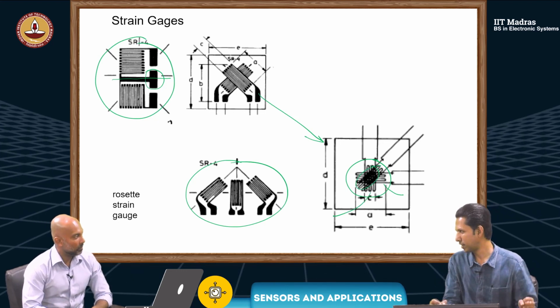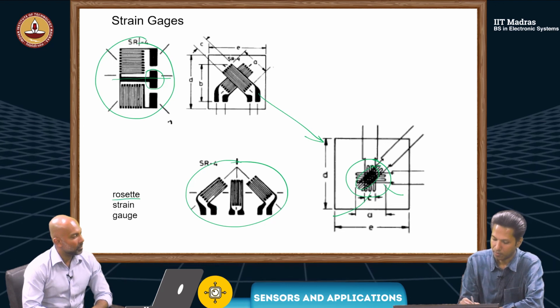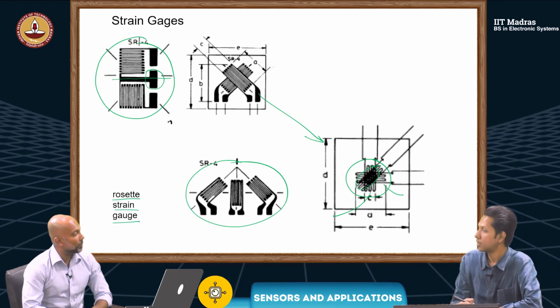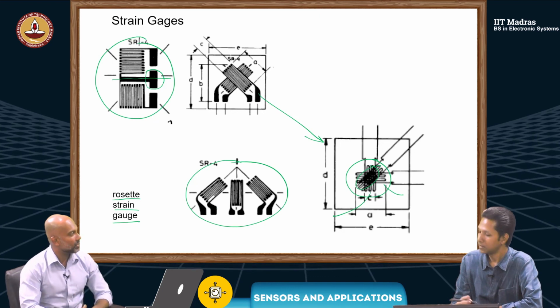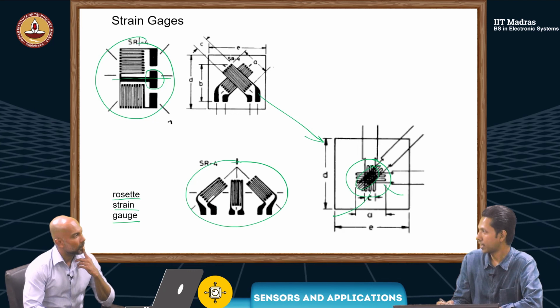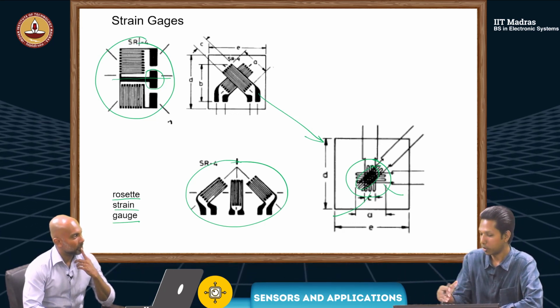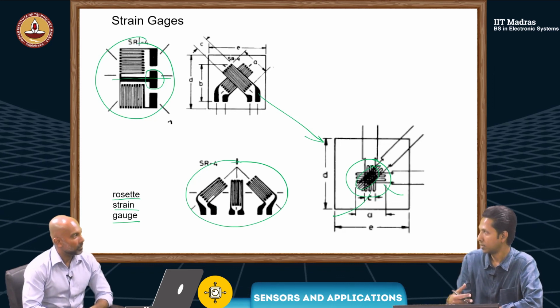So these are some of the configurations. They are called Rosette strain gauges. Rosette means that they are in different directions. When you want to resolve strain into x and y, or into 120 degree apart, and measure, this can be used.